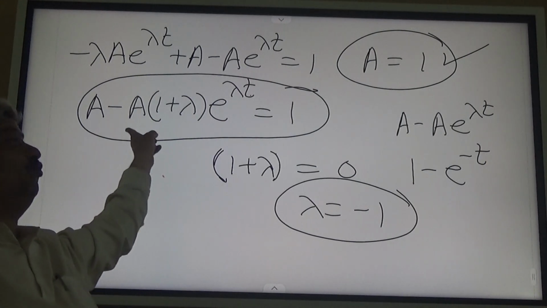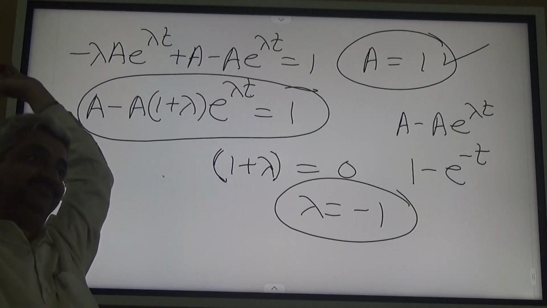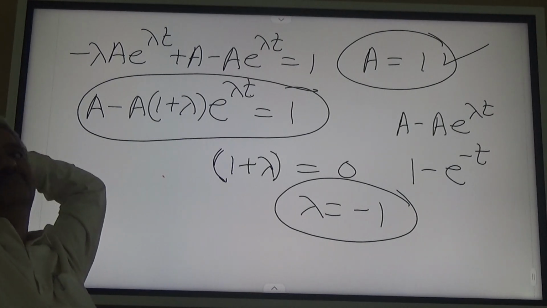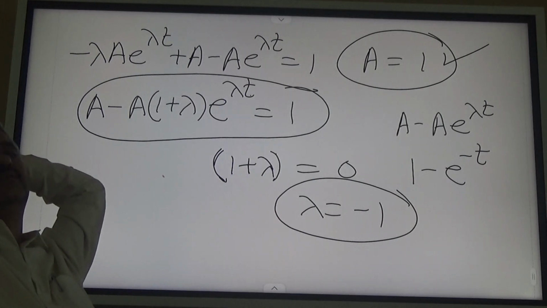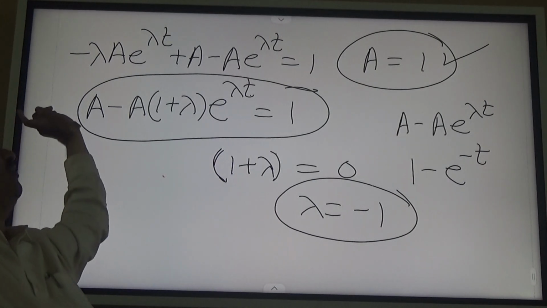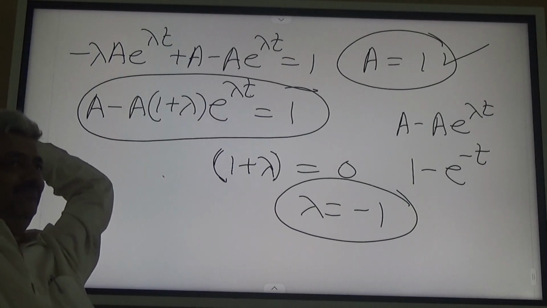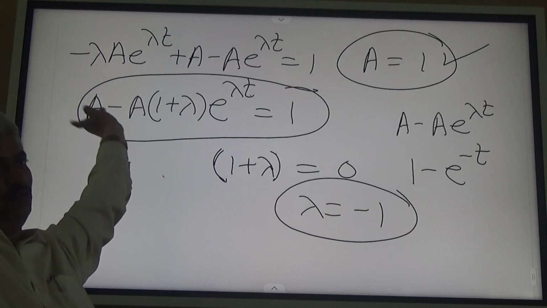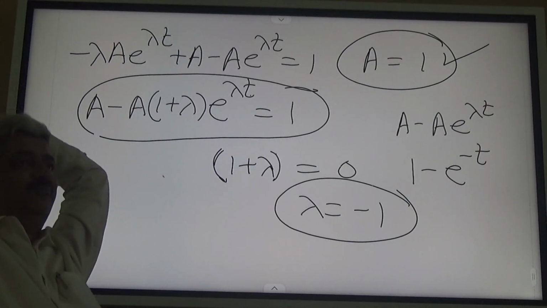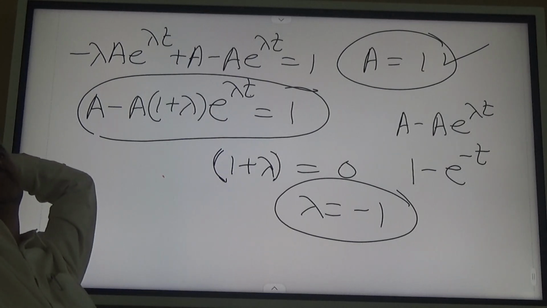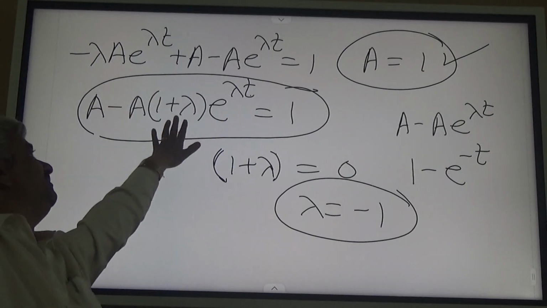This is true for all the time. If this is true for all the time, then the problem: a is there, lambda is there, and for all time this is true, so you put a value of t such that this term will disappear.